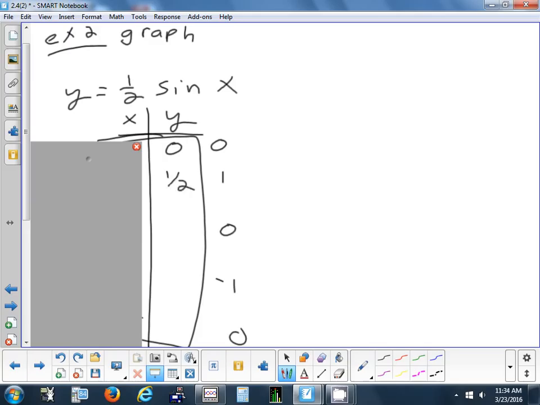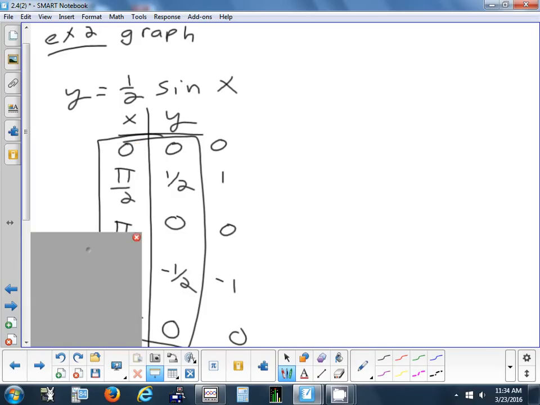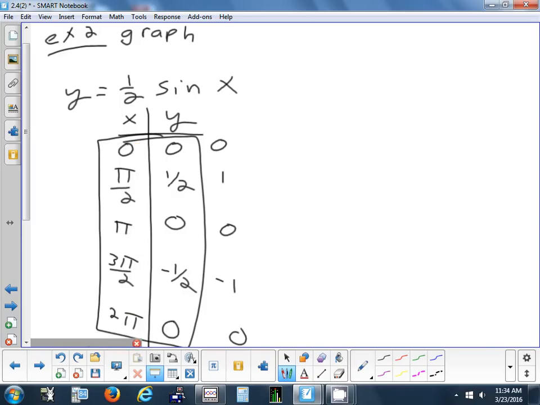Yep, which I'll just leave as a fraction. Okay. Negative 1/2 and 0. Good. And that's it. That's our table. So we just have to multiply the y values by 1/2.